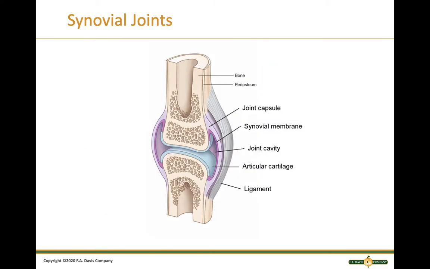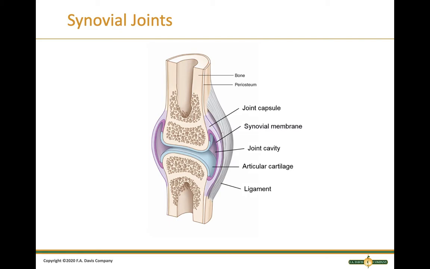Then we need to know the structures found in a synovial joint. So this joint here is actually from in between your fingers, I believe. And you can see around the outside there's a joint capsule, which just kind of holds everything together. There's the synovial membrane in that darker purple there that surrounds the whole joint, and it makes the synovial fluid.